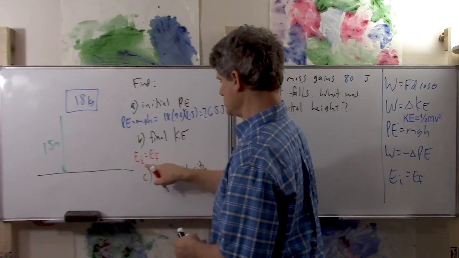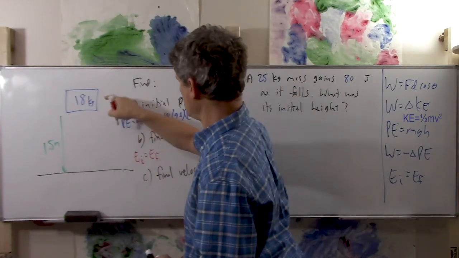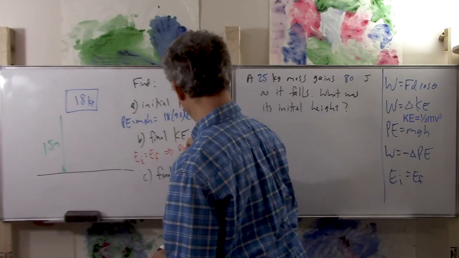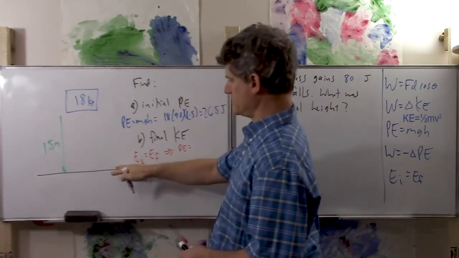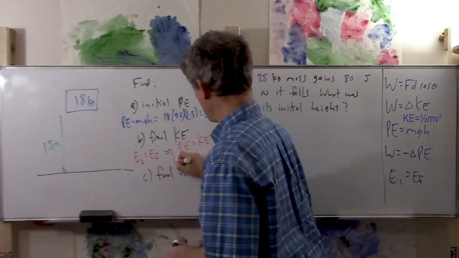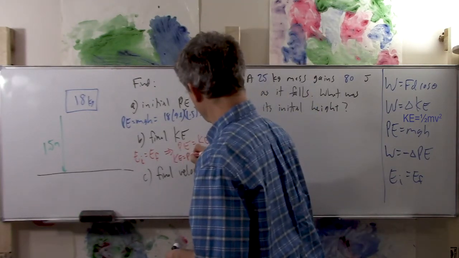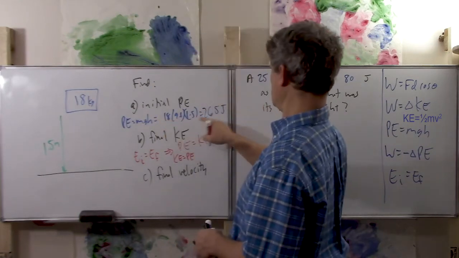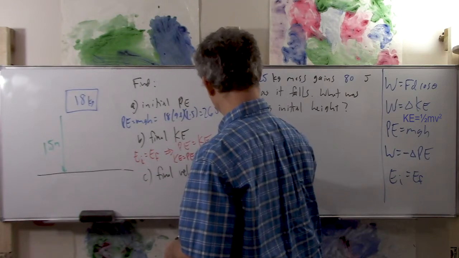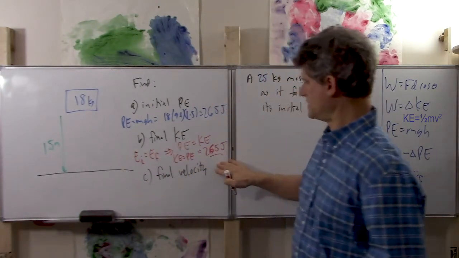Okay, the initial energy is what? The initial energy is PE up here. So then we can say PE equals, and what's the final energy? The final energy is kinetic energy. Alright, so we get KE equals PE, which is the initial potential energy was 265 joules. Alright, so that justifies it.